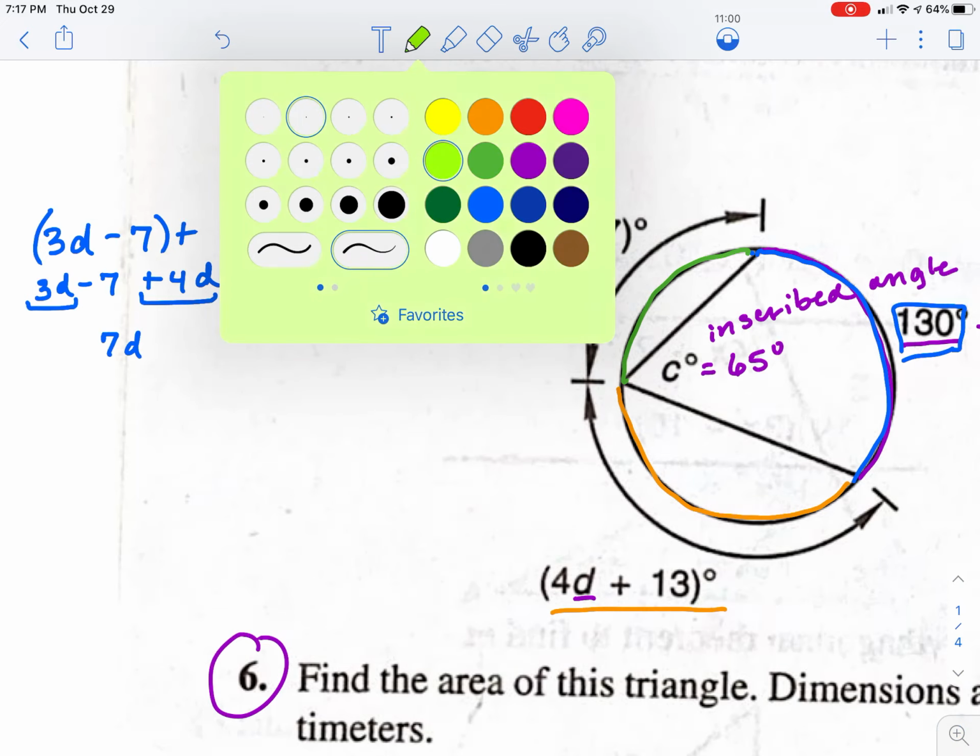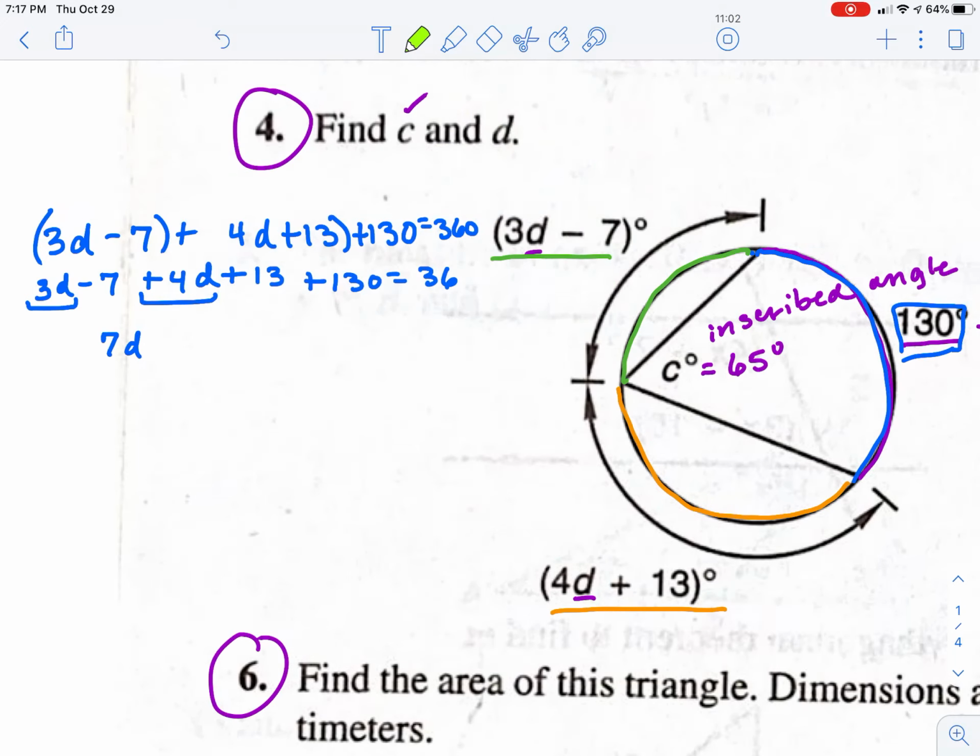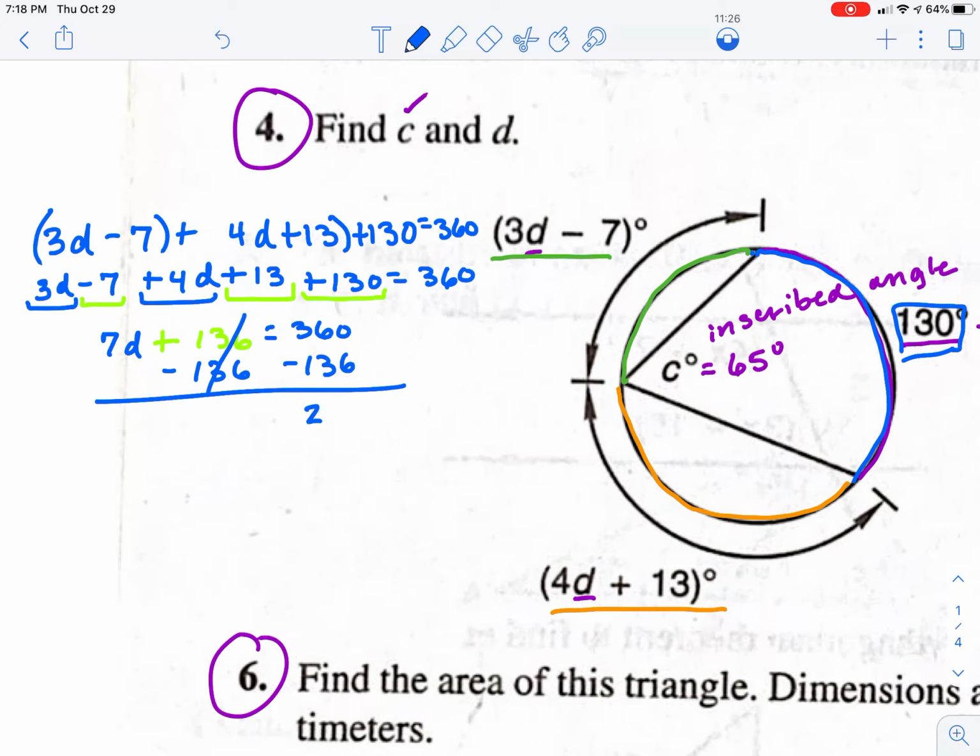I have 3 constant terms. I have a -7, a positive 13, and a positive 130. When I put those together, I'm going to end up with 136 equals 360. Okay, let's subtract the 136 from both sides. And when I do that, I get 224 on this side and 7D.